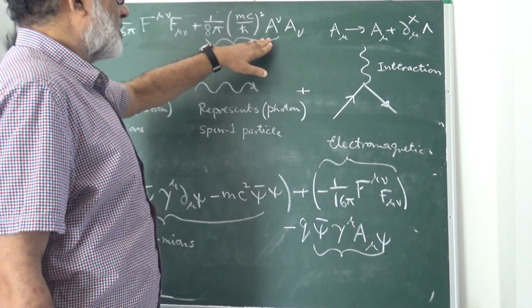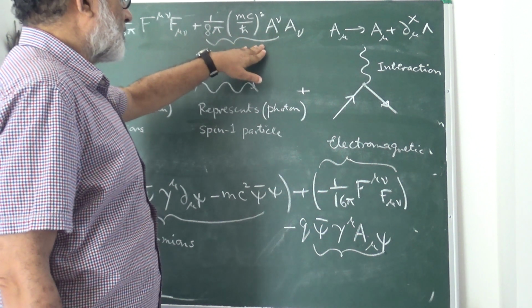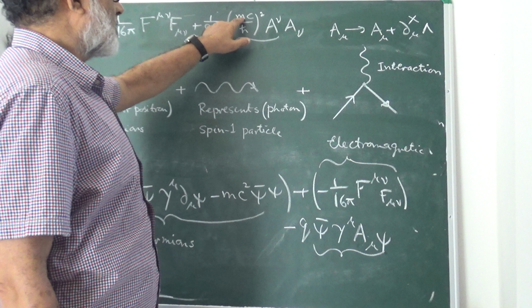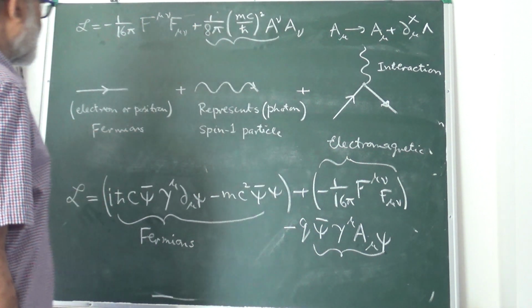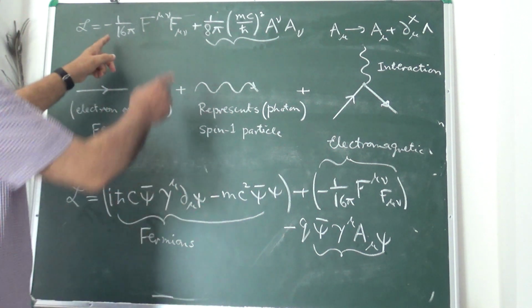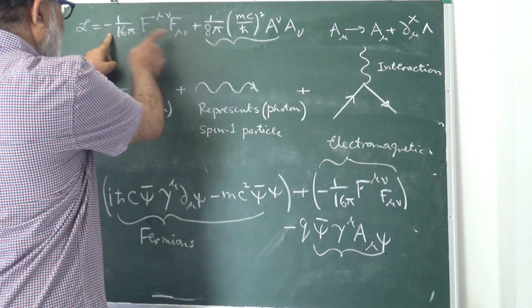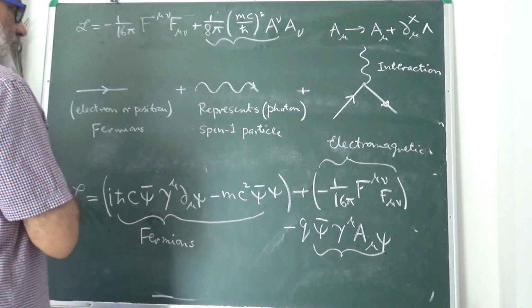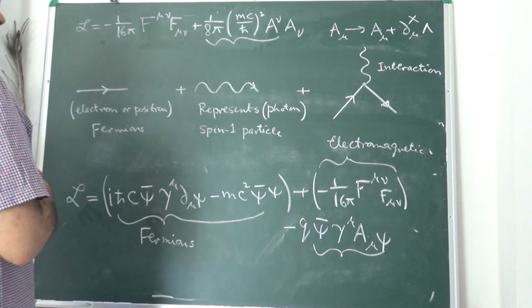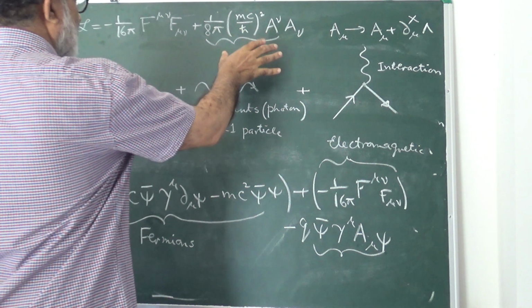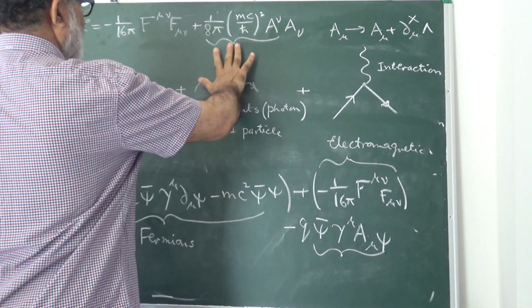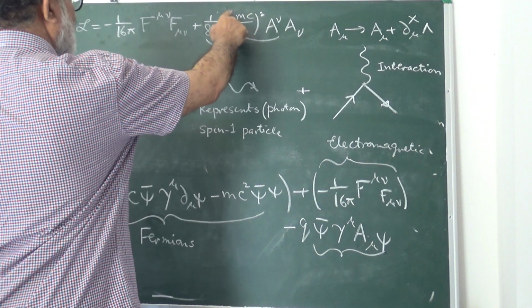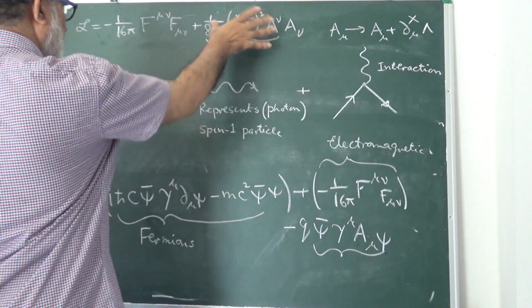This will not be gauge invariant. To make this gauge invariant, we have to take this mass as zero. That's why the complete Lagrangian has only the kinetic energy part of the electromagnetic field. That's why we have written that the electromagnetic field quanta, that is say photon, has rest mass zero. That comes from that.